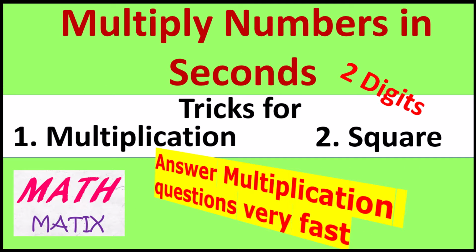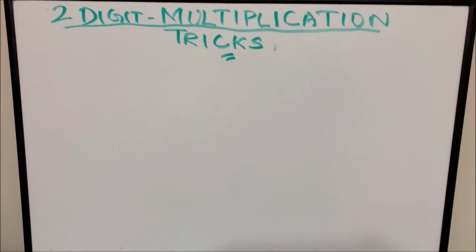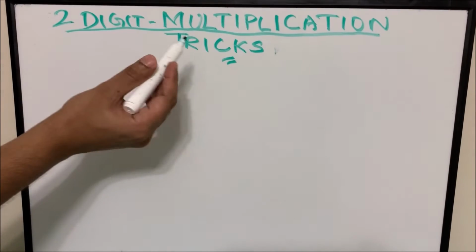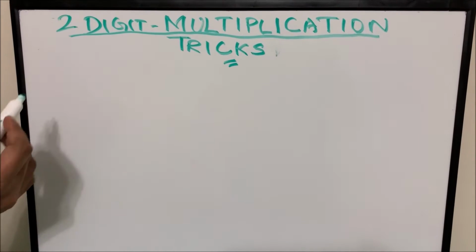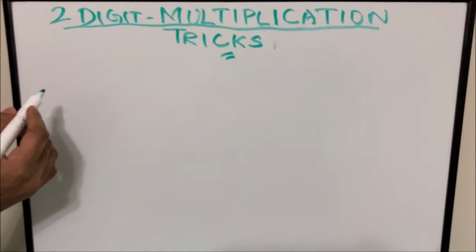Today we will see some tricks for two-digit number calculations, like multiplication and squares of two-digit numbers. First, we will see the tricks for two-digit multiplication. For two-digit multiplication, there are many ways, and this way is the fastest and easiest way of doing it.